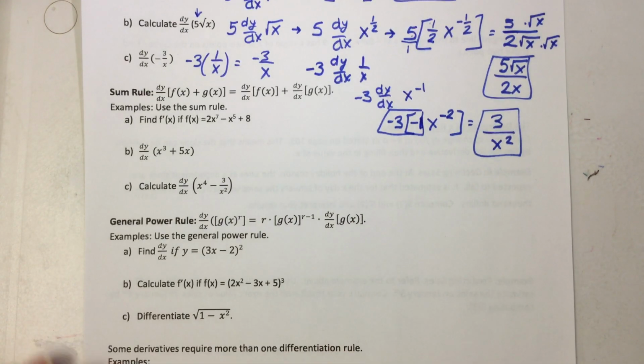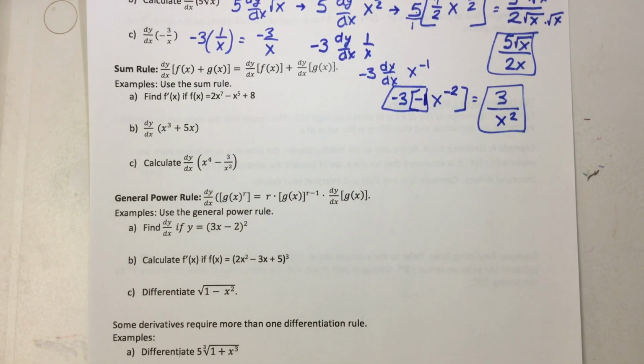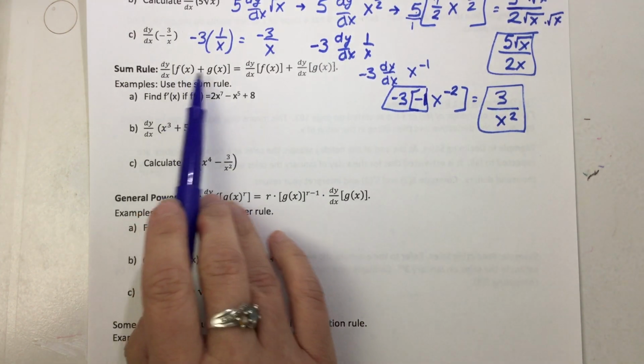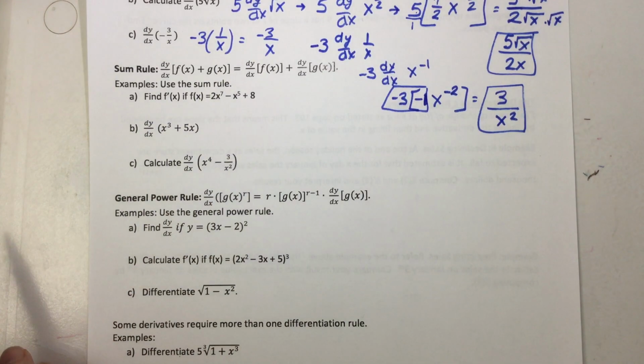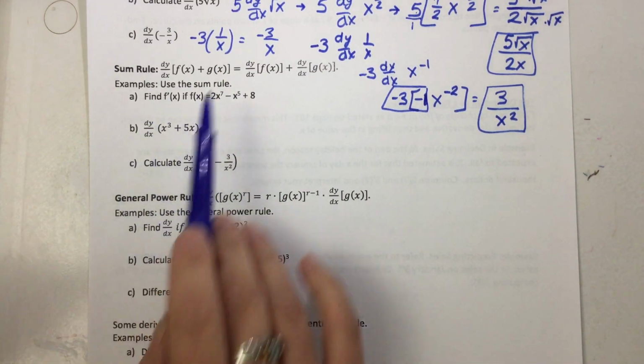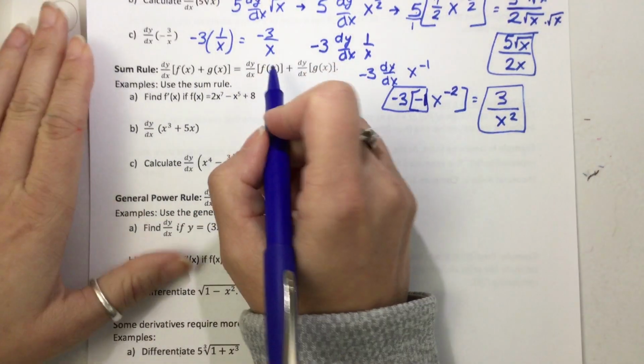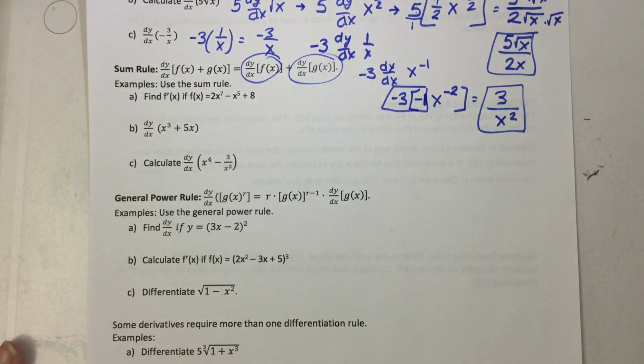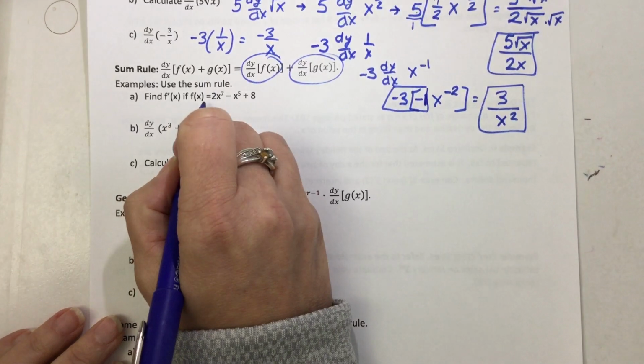Okay, now the sum rule, we have actually been doing this quite a bit. They just didn't give us a name for it yet. So this tells us that if we have more than one term that we are finding the derivative of, whether it be adding or subtracting, what you do is you just find the derivative of each individual term. That's what that means.